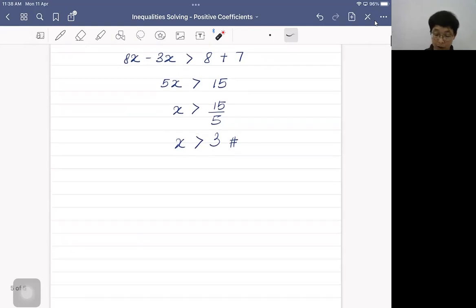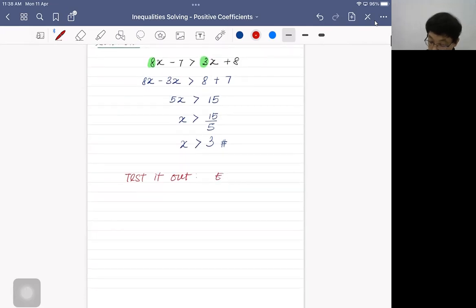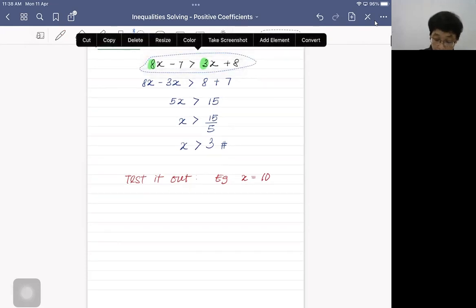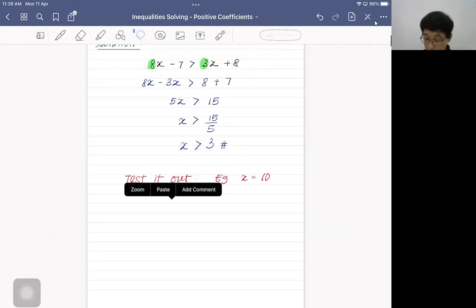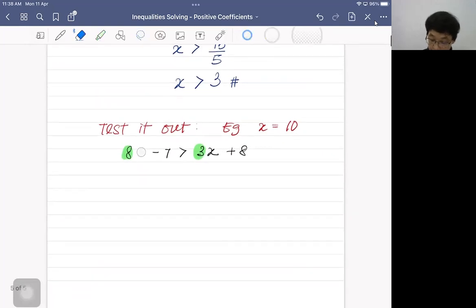Okay, let us do that now. Let us just test this out. Let's take, for example, x equals to 10. Now what we're going to do is let's substitute that. I would really want to encourage you to see that, yes, you actually produce a true statement with that. Now let us substitute the x with 10, and let's solve the left-hand side.